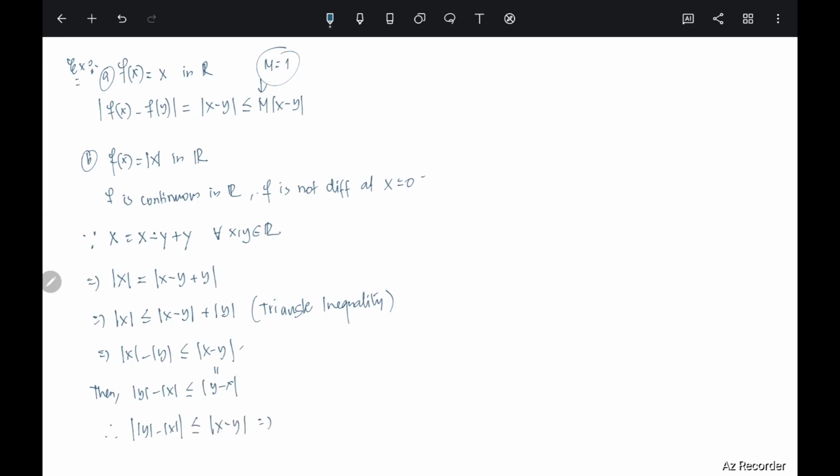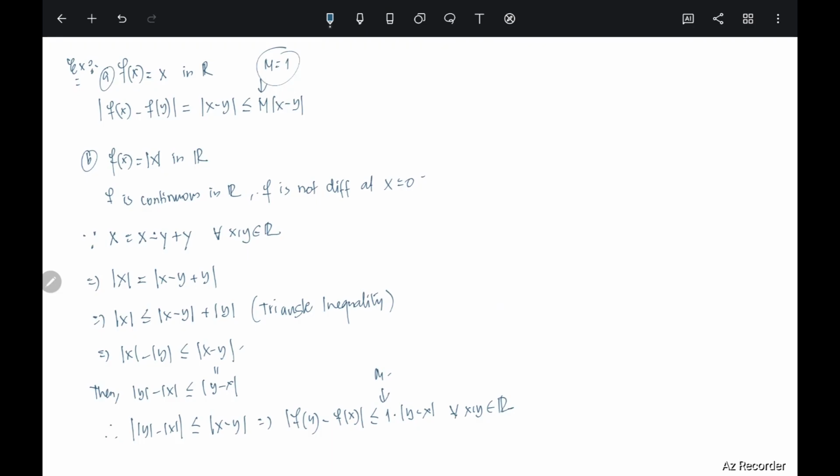Okay, so what does that give you? That gives you that |f(y) - f(x)| is always less than or equal to 1 times |y - x| or |x - y|, doesn't really matter, okay? So this holds for all x, y in R. So you see, this is your M, right? So 1 is a Lipschitz constant, and f(x) = |x| is Lipschitz continuous over the whole interval R.